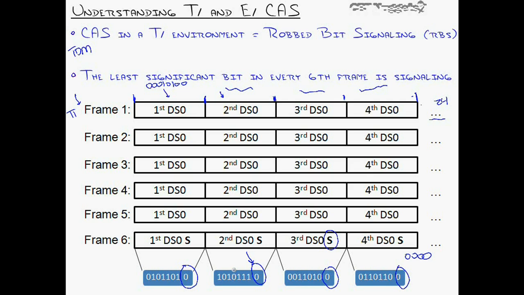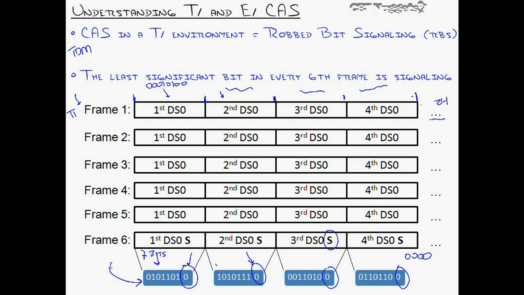Now, there's a consideration of that. Think of the name, robbed bit signaling. We are robbing one bit from every 6th frame to use for signaling. Now wait a sec, think back to the last nugget. We talked about the Nyquist theorem and how you have to have 8 bits to regenerate human voice and that kind of thing. And we've robbed our 8th bit for signaling. So for every 6th frame, you only have 7 bits that you can use for voice purposes.